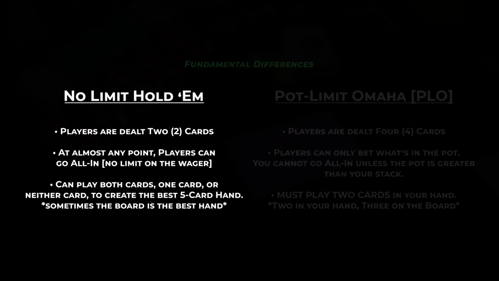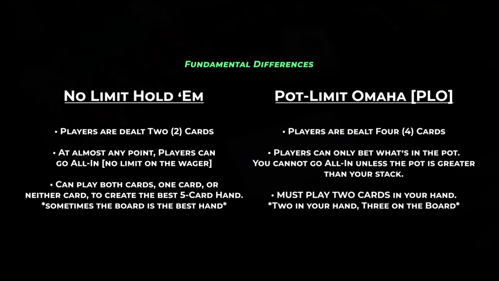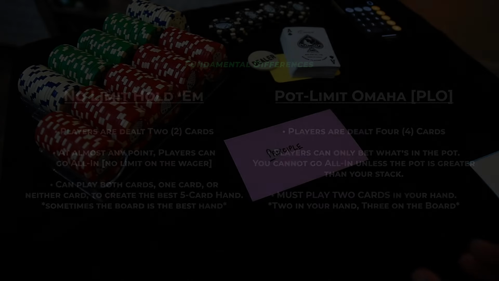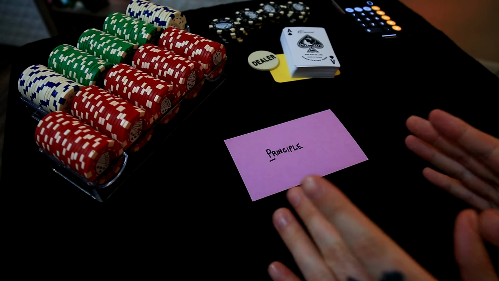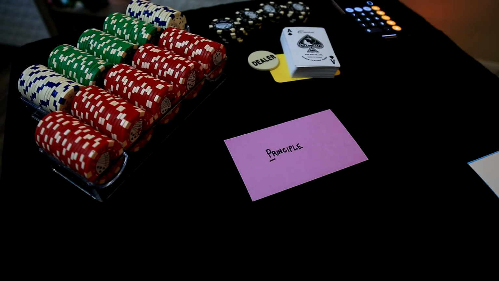Pot Limit Omaha is different because you get four cards instead of two, and you can only bet what's up into the pot at one time. If there's $20 in the pot and you try to bet 100, the dealer's gonna say the bet is 20 because there's only $20 in the pot. With that being said, focusing on the hard stuff, we're going to focus on this principle right here, which is going to be calculating the pot.